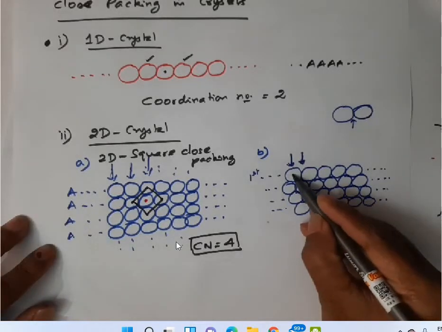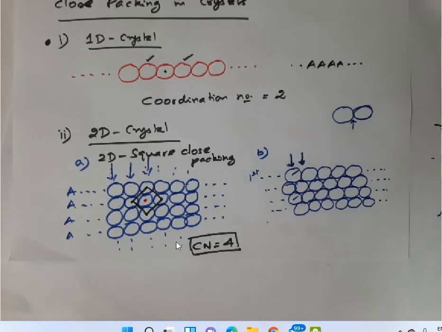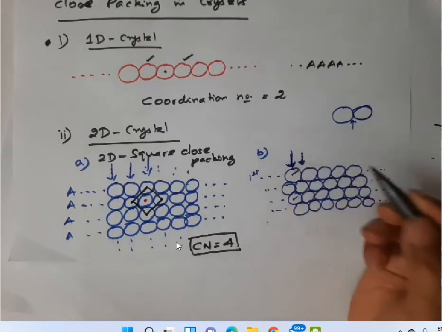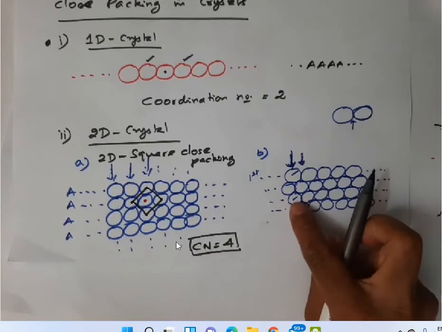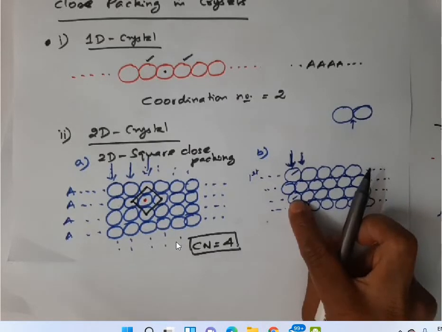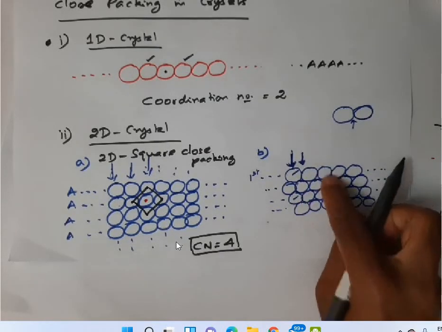First, see this atom and this atom. Are the two eclipsing each other? If I see from this direction, you can see only the first row atom. You cannot see the third row atom. Correct? First row atom, third row atom.